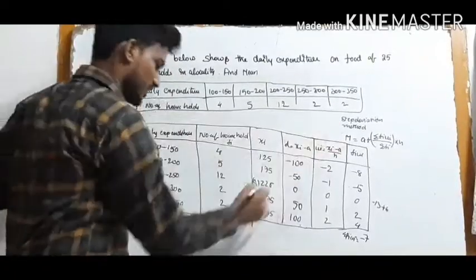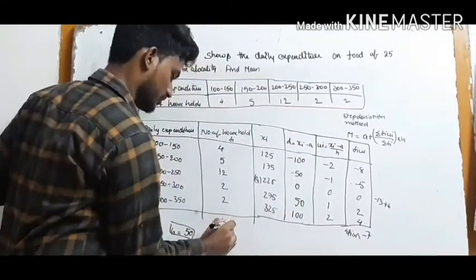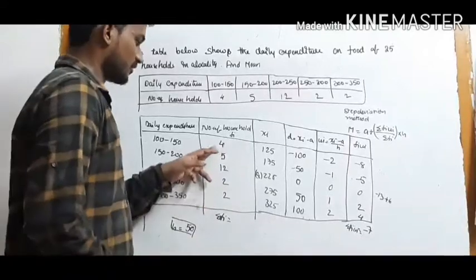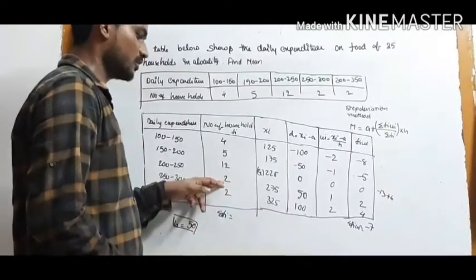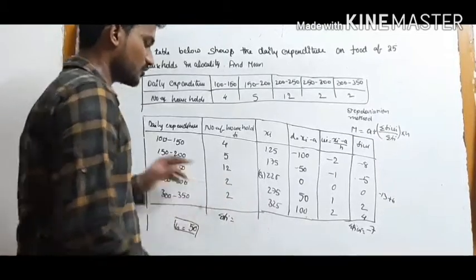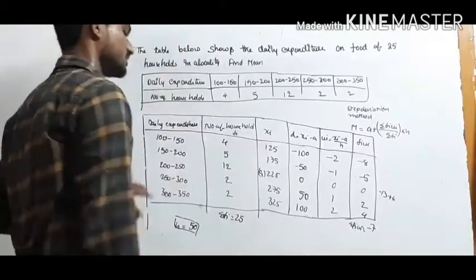Then we want to find sigma fi. Sigma fi equals the sum of these frequencies. 4 plus 5 is 9. 9 plus 12 is 21. 21 plus 2 is 23. 23 plus 2 is 25. 25 is the sigma fi.